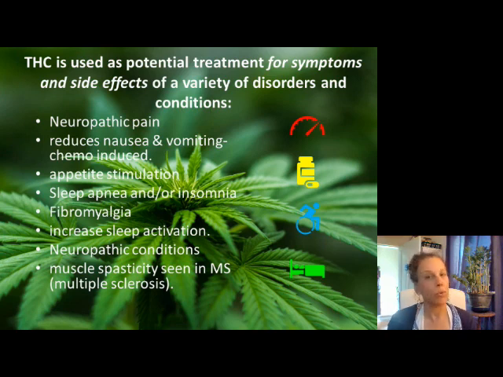It can be really, really good for insomnia and fibromyalgia. So it's also really good to help you get to sleep and then keep you asleep. It's good for neuropathic conditions and also for muscle spasticity that's seen in MS.